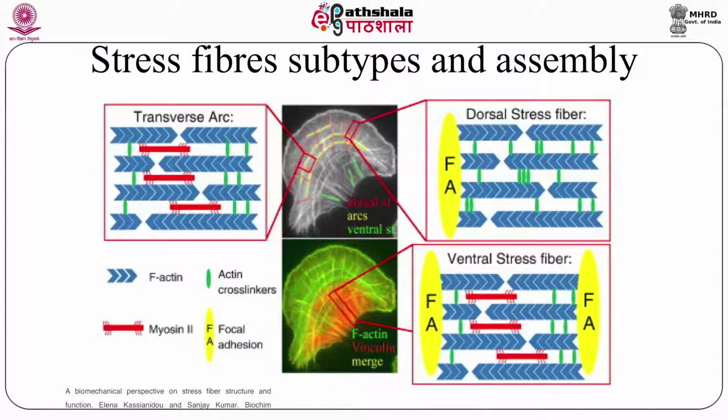You can see that the ventral stress fibers, which are marked in green, lie along the base, attached to the focal adhesions. These ventral stress fibers are attached to focal adhesions on both the ends. The dorsal stress fibers, which are marked in red, attach to the focal adhesion only at one end, and the transverse arcs, which are marked in yellow, are curved actomyosin bundles and are not attached to focal adhesions on any of the ends. To visualize focal adhesion, a focal adhesion marker, vinculin, has been used. In this slide, we can visualize clearly the structural differences between the three types of stress fibers.